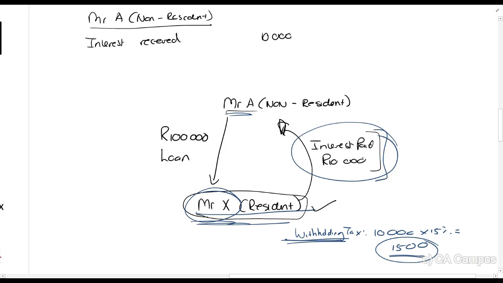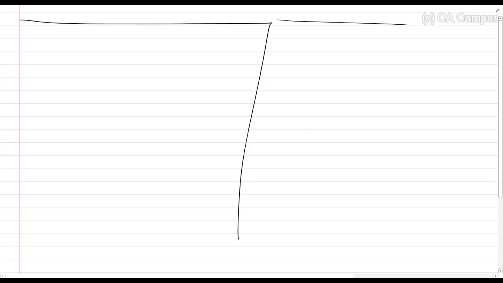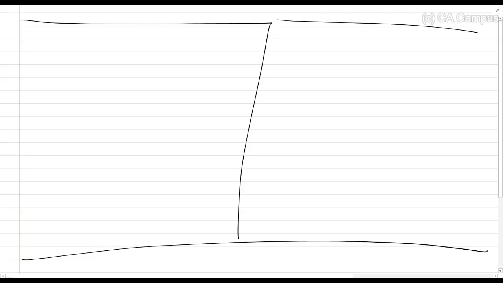Who is taking the knock here? Mr. X, how much is this going to cost him? The interest, just 10,000. How much is Mr. A going to get of that 10,000? 8,500. Because 1,500 goes to SARS, and 8,500 goes to Mr. A. So who takes the knock? Mr. A. So who's liable? Mr. A. That's the way of thinking about it. So if we have to do this calculation now, already I just want you to see.